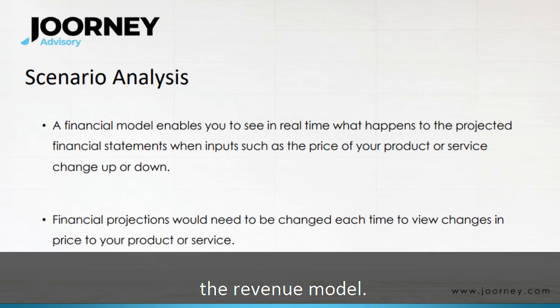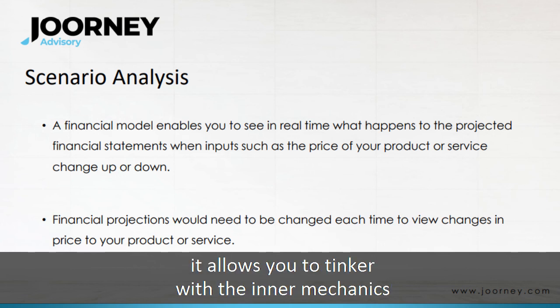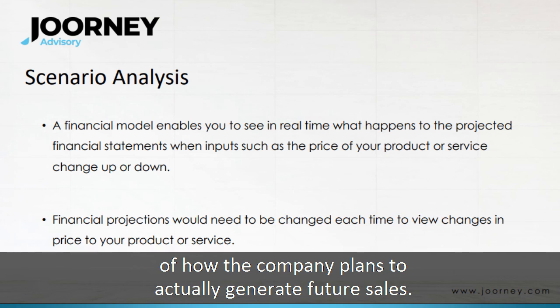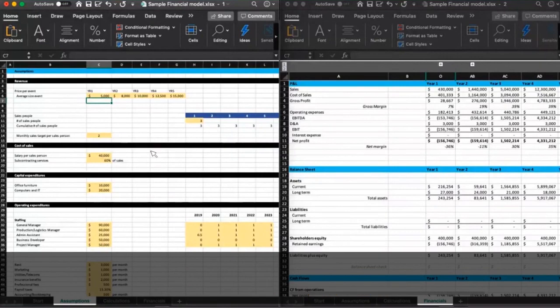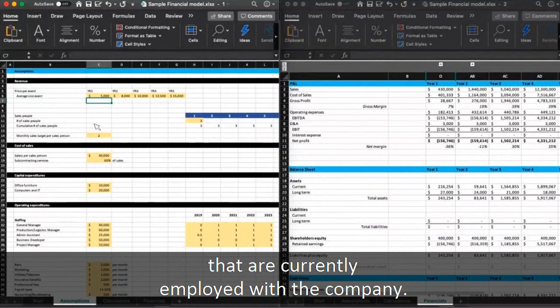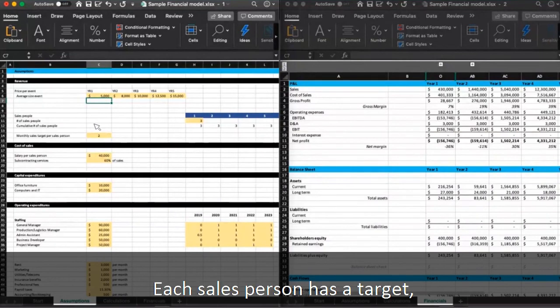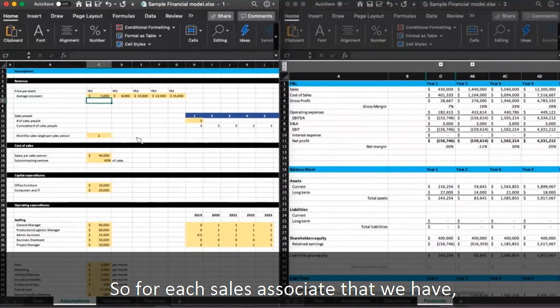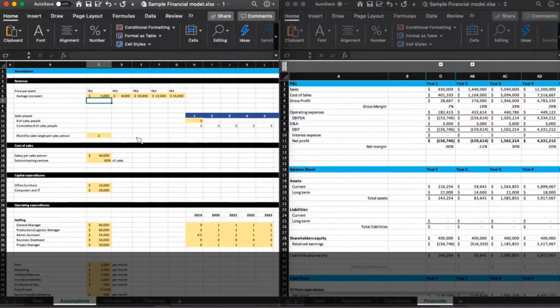Second point, the revenue model. In a financial model, it allows you to tinker with the inner mechanics of how the company plans to actually generate future sales. So in this financial model, we have it basically set up so that the revenue model is based on the number of salespeople that are currently employed with the company. Each salesperson has a target, a monthly target of sales that they need to meet. The assumption here is 2. So for each sales associate that we have, we're projecting that they're going to sell 2 events.